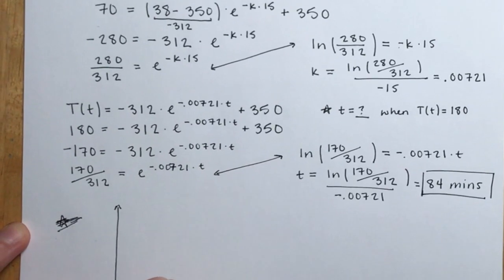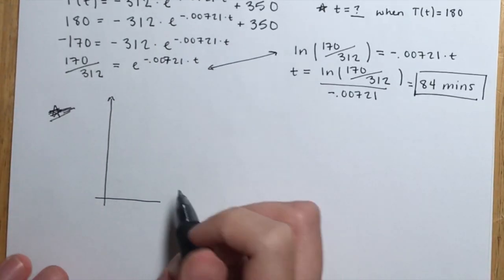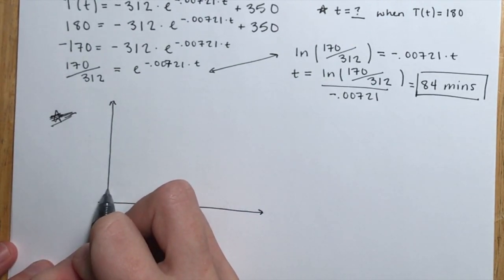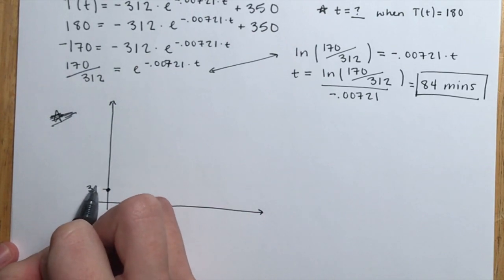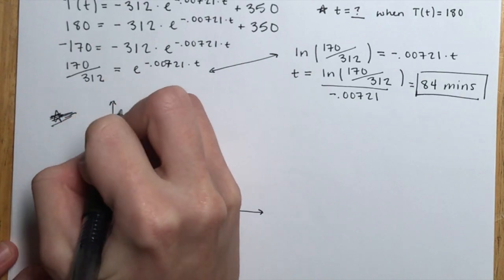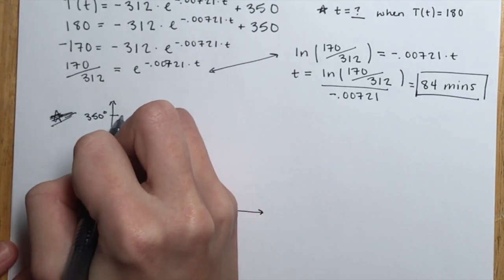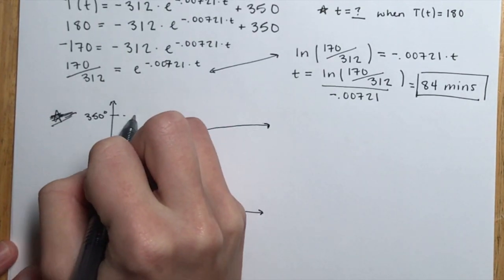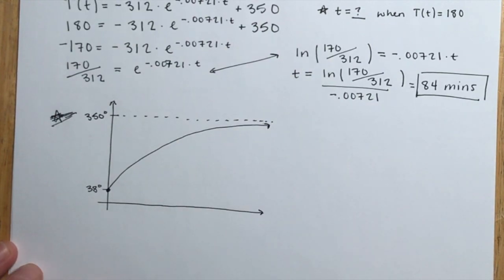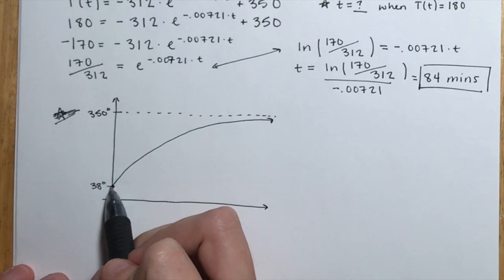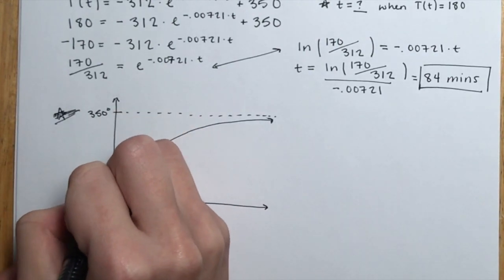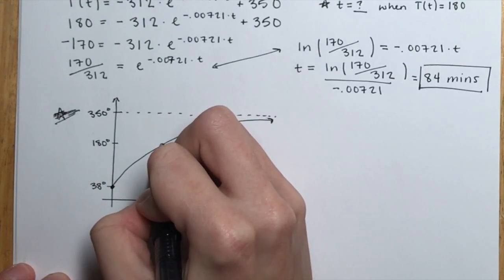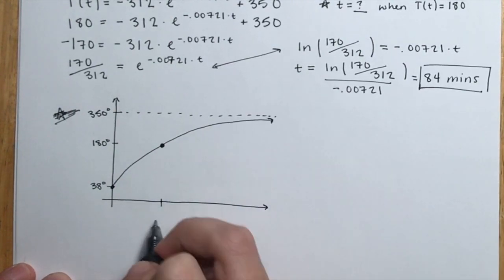So our general graph here looks like this. We're starting out at 38 degrees Fahrenheit, and slowly over time we are starting to get really, really close to that 350. So we have this horizontal asymptote here, right, that we're approaching, but not quite ever touching. And this question has asked us, when do we reach 180? So we've been asked to find this T value, right? And we did find it. We said that it was 84.